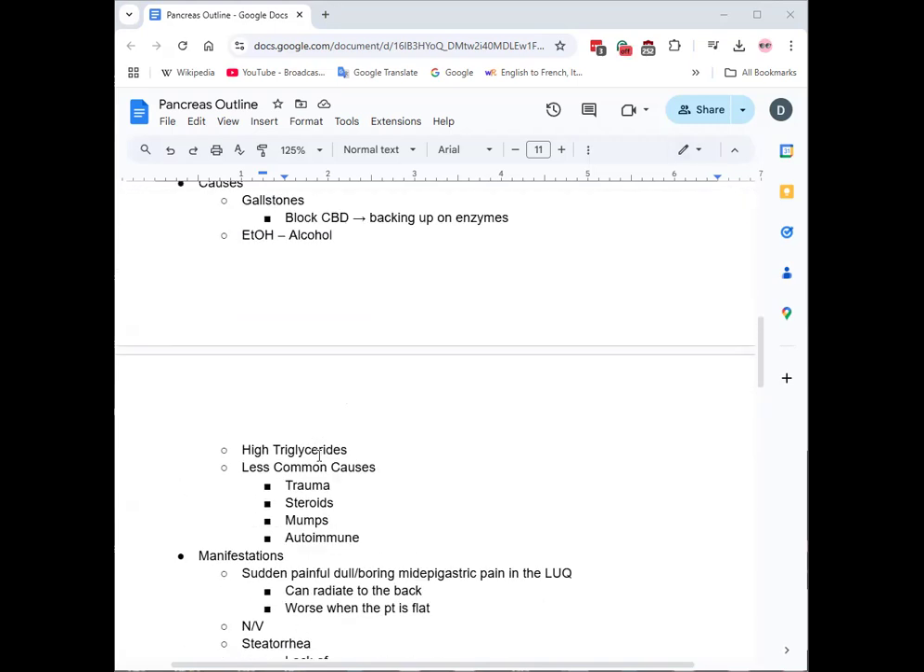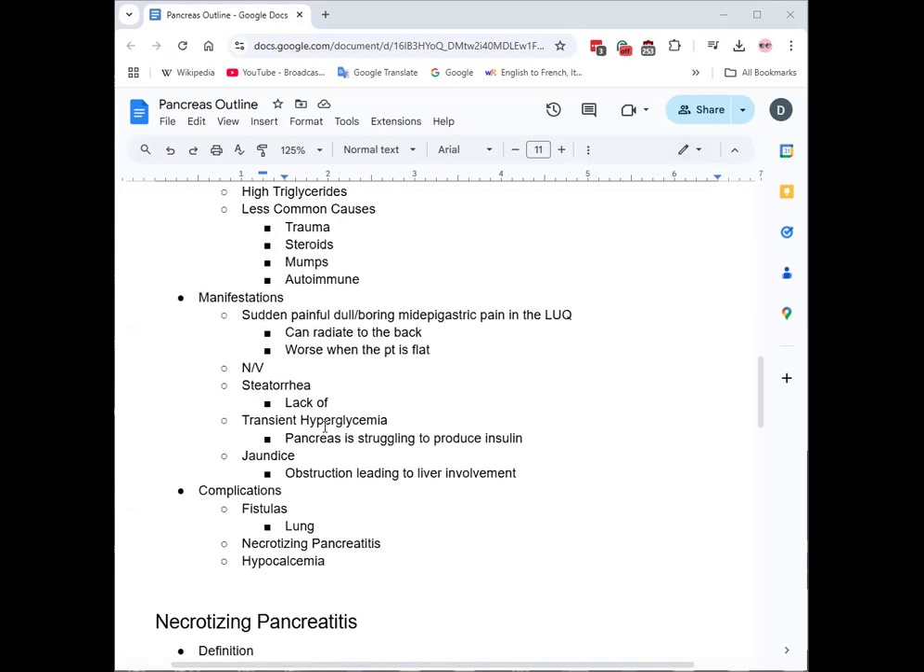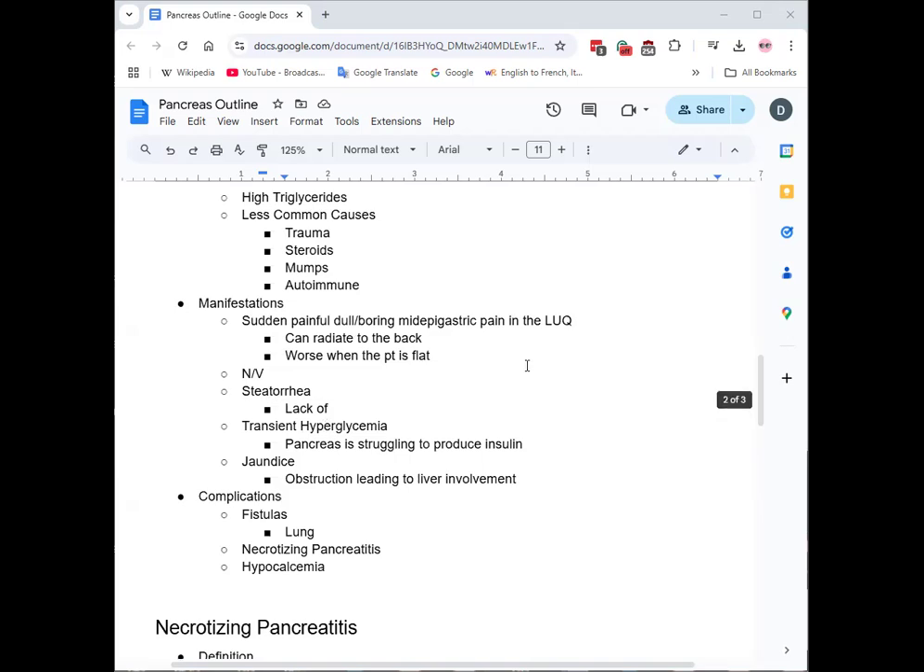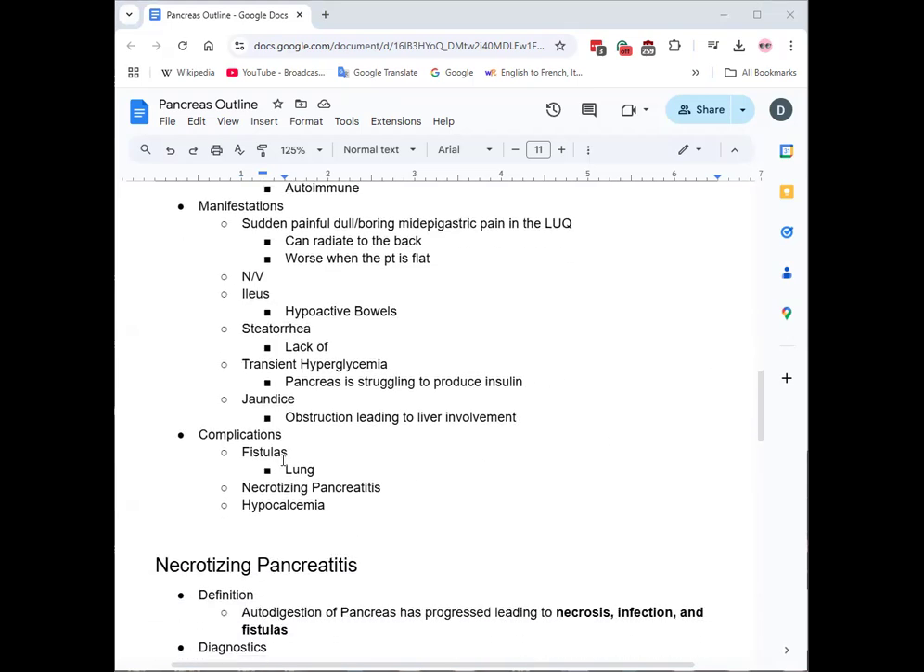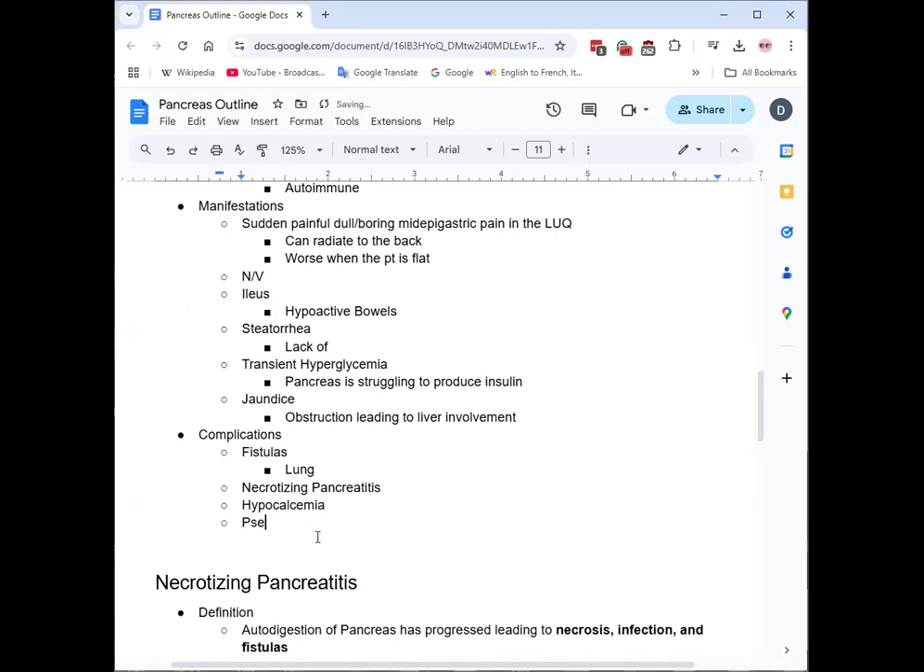I guess that's good that you knew the weird word for it. So if it comes up, you're like, what is that? Right? So I'll write it down. So what's a potential manifestation? Ileus would be essentially hypoactive bowels. So now you know the technical term for it. Let me see what else we can include in here. In terms of general stuff, he's mentioned pseudocysts. Probably just put that in here. Pseudocysts, nausea, vomiting, hypocalcemia.